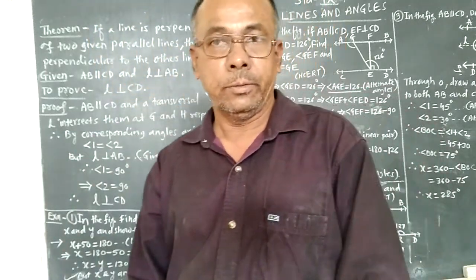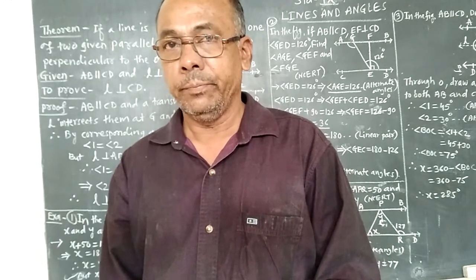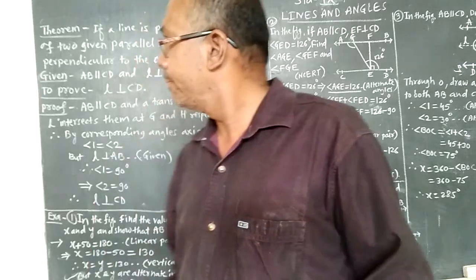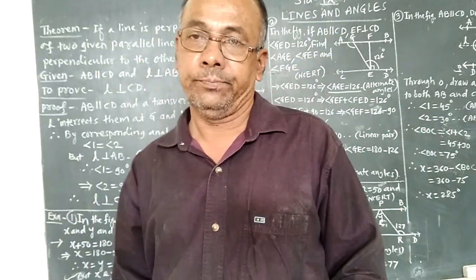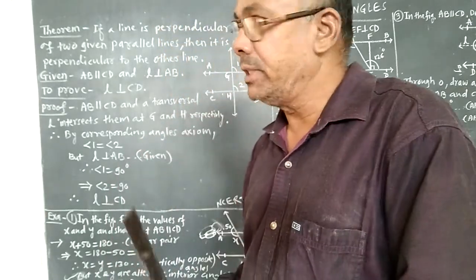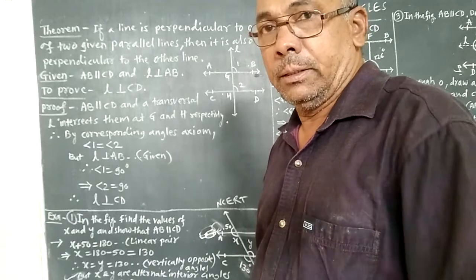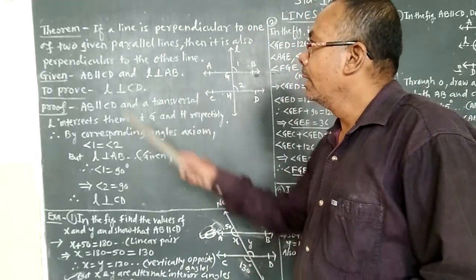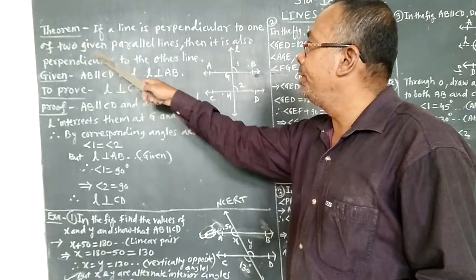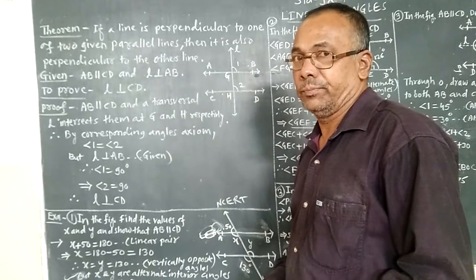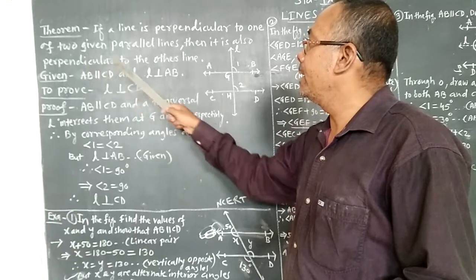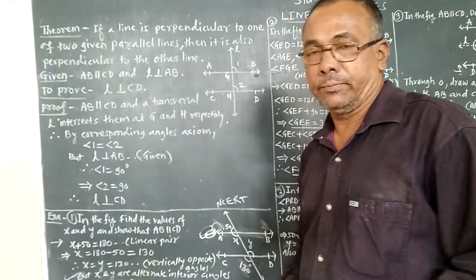In our topic lines and angles, we have to see some more examples as well as theorems. Here we are going to see one theorem, that is, if a line is perpendicular to one of the two given parallel lines, then it is also perpendicular to the other line.